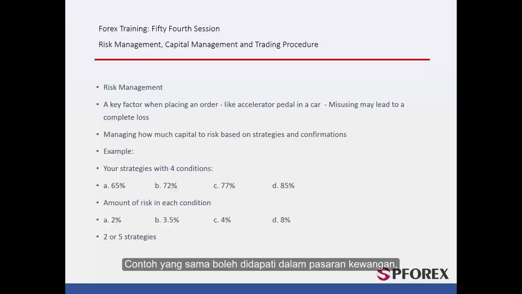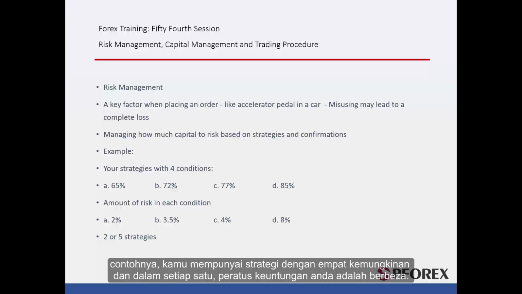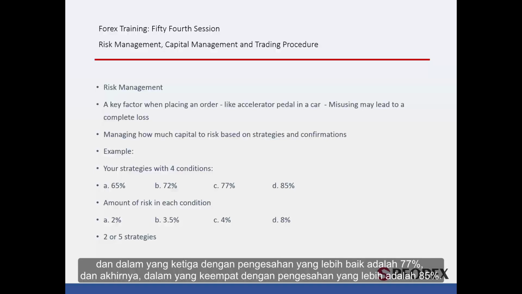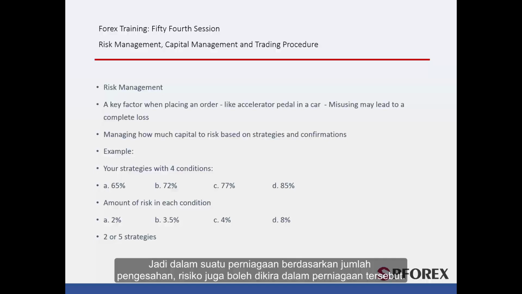The same examples can be found in the financial market. For instance, you have a strategy with 4 possibilities, and in each one the percentage of your profit is different. In the first strategy, your profit is 65%. In the second one, with a better confirmation, it's 72%. In the third one, with even better confirmations, it is 77%. And finally, in the fourth one, with much more confirmations, it is 85%. So, in one trade, based on the number of confirmations, the risk can also be calculated in that trade.